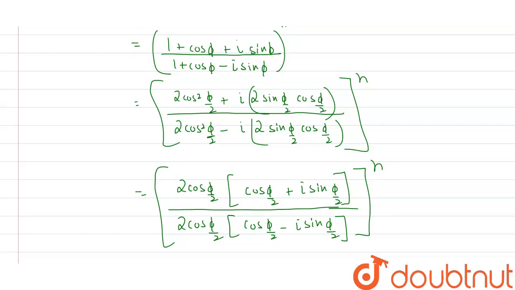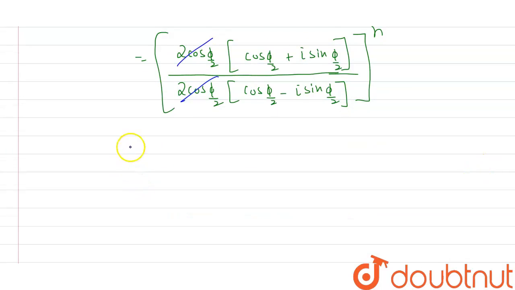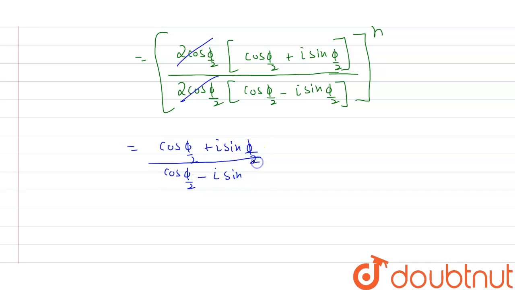Now you can notice one thing: this one and this one are cancelling out, right? So we are receiving the solution as (cos of phi by 2 plus i sin phi by 2) divided by (cos of phi by 2 minus i sin phi by 2). Let me correct it here: this is sin phi by 2, and this is again sin phi by 2, with the whole power n.